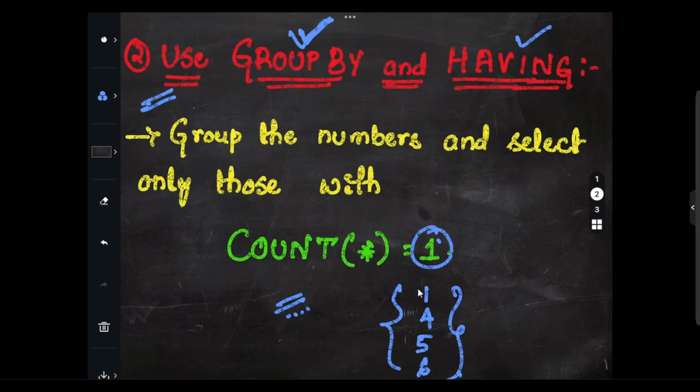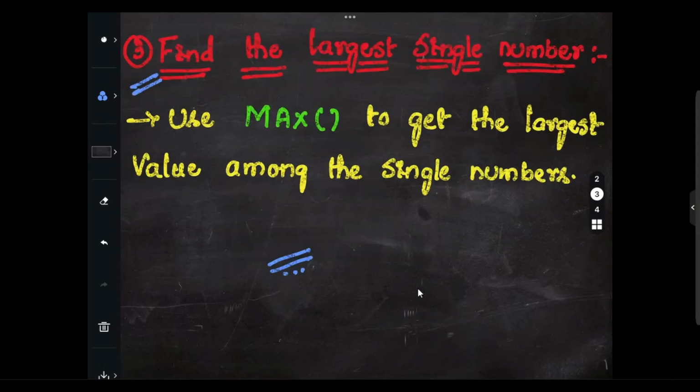It means the number should be present exactly once in the table. In this case it is 1, 4, 5 and 6. That is what this step says. So we know this one by now, right? Let's move on with the third step.